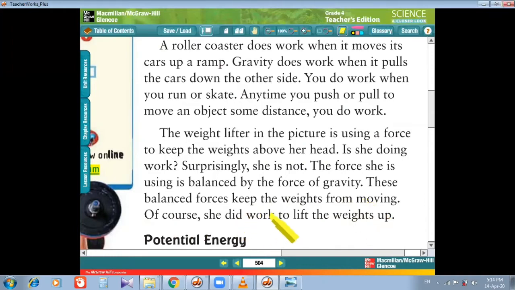But of course, she did the work to lift the weights up. When she lifted it up, the position of the weights changed. Before they were down, now they are up. She moved it from down to up. So this is the work done. But when she is carrying it above her head, at that time, there is no work done.